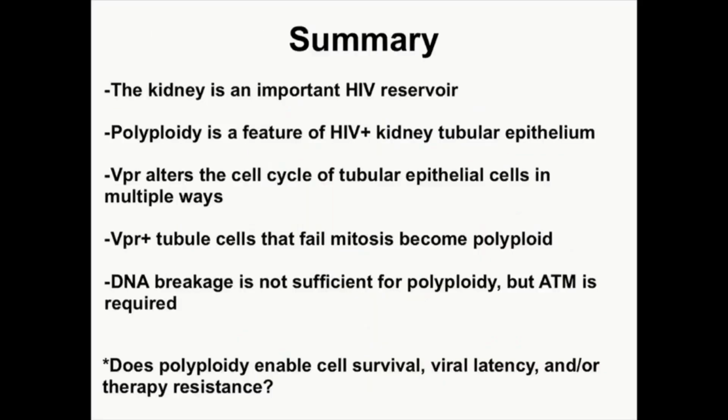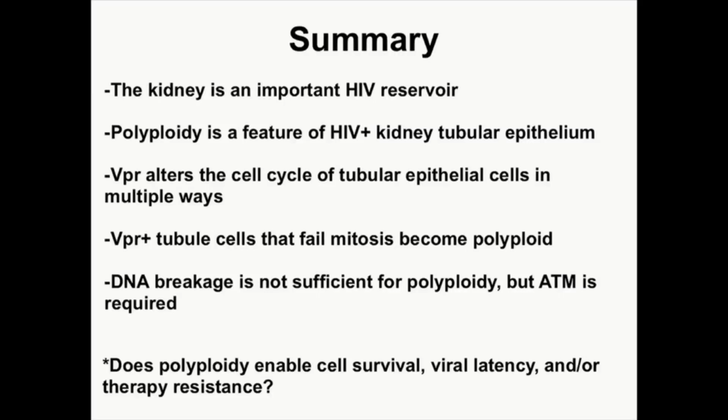So just to summarize, it's appreciated that the kidney is an important HIV reservoir, that polyploidy is a feature of the HIV-positive kidney tubular epithelium, that the HIV protein VPR alters the cell cycle of these cells in multiple ways, and that we know now that the way these cells are becoming polyploid is by failing mitosis. But we haven't found that DNA breakage is sufficient for ploidy, but we know that ATM is required.